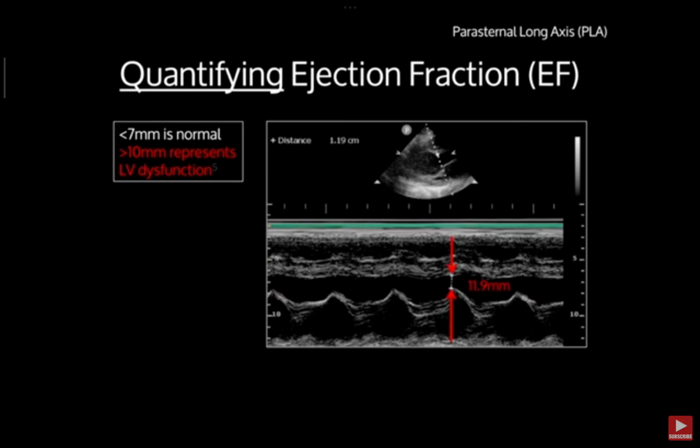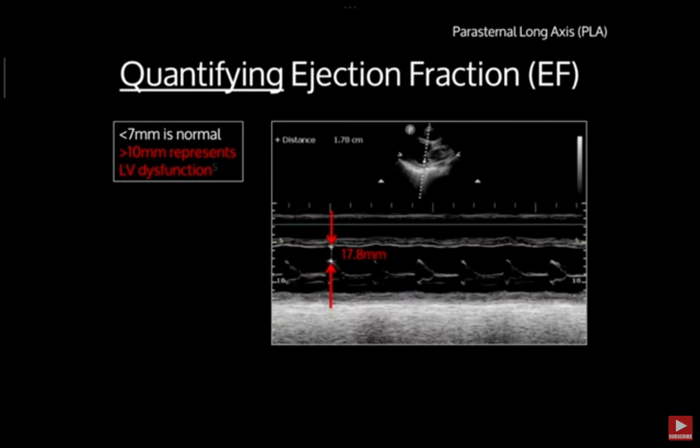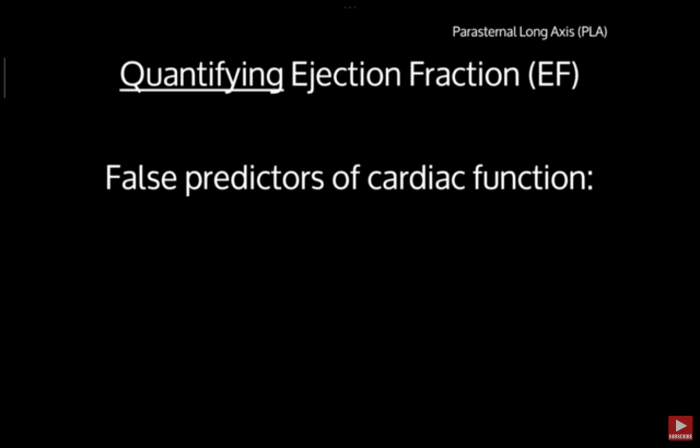Notice, this distance is greater than 10 millimeters and is consistent with CHF. This is another example of reduced ejection fraction. CHF is not the only way that your patient can end up with a reduced EF. If your patient has aortic regurgitation, the backflow of blood will inhibit the anterior mitral valve leaflet from opening fully. This will make your EPSS larger even though there is no CHF.